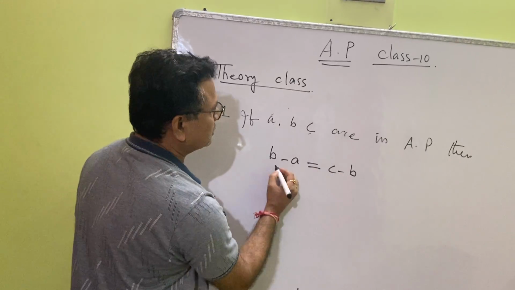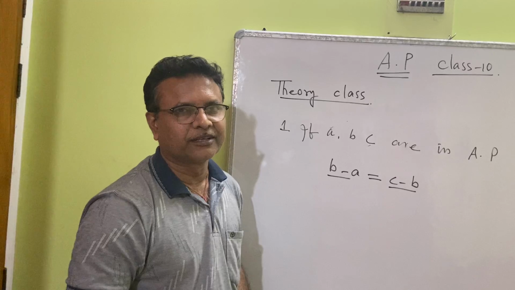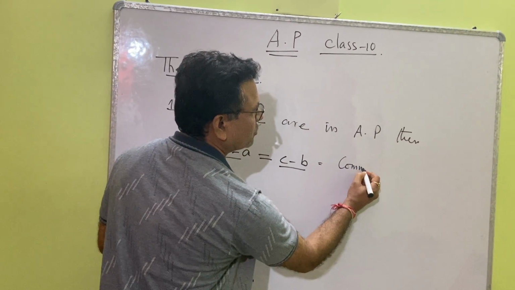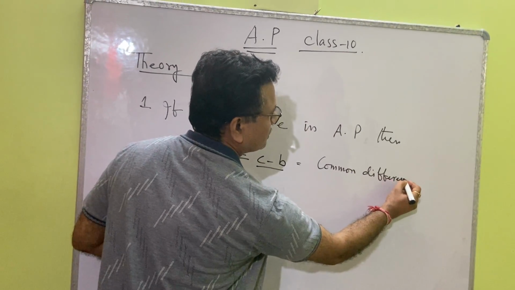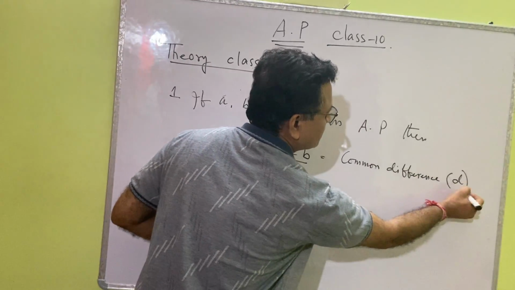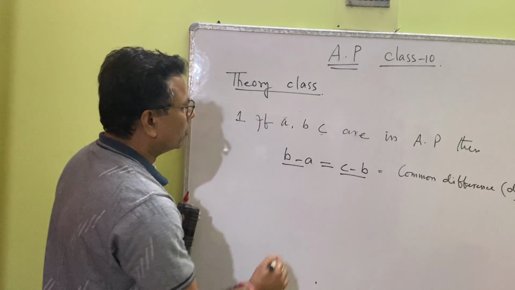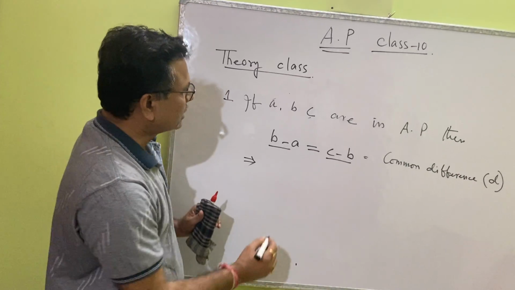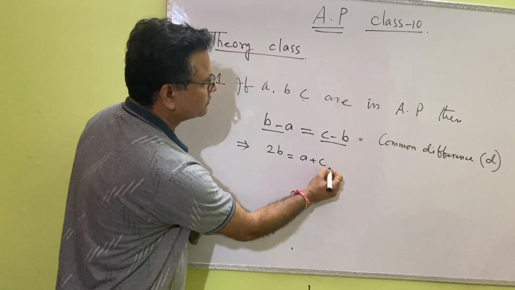And this same difference is called the common difference. I am writing it, common difference. This common difference is denoted by D, small letter D. Now from here, let's see what I can get. From here I can get 2B is equal to A plus C.